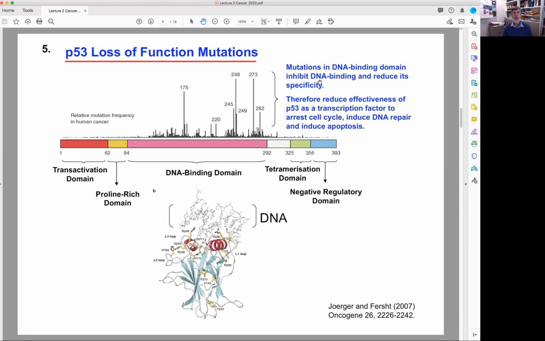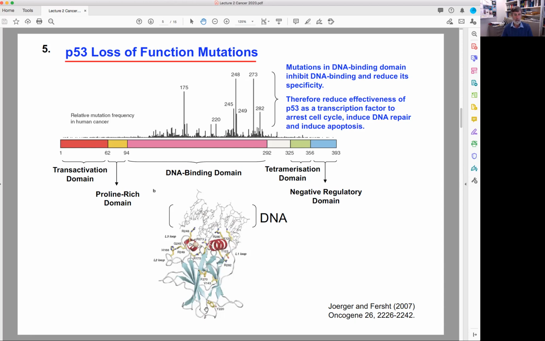But basically, mutations in the DNA binding domain inhibit DNA binding and reduce its specificity, and therefore they reduce the effectiveness of P53 as a transcription factor to arrest cell cycle, induce DNA repair, and induce apoptosis. So you can see some hotspots here where mutation is very common, particularly here at 248 and 273. So let's look at those in terms of the structure of P53.